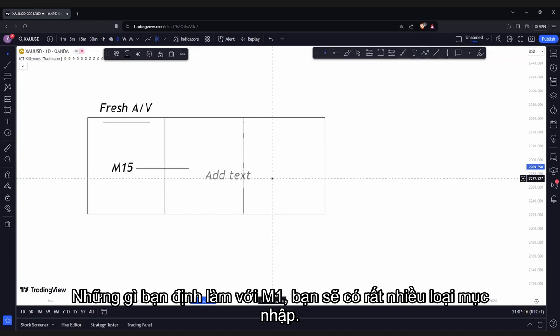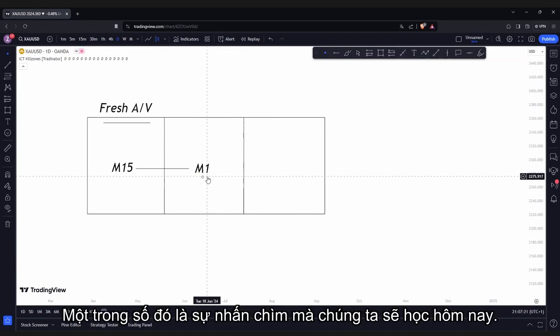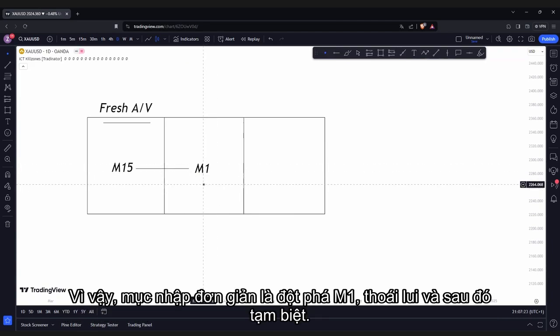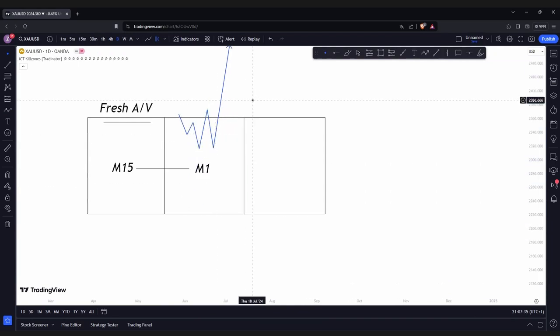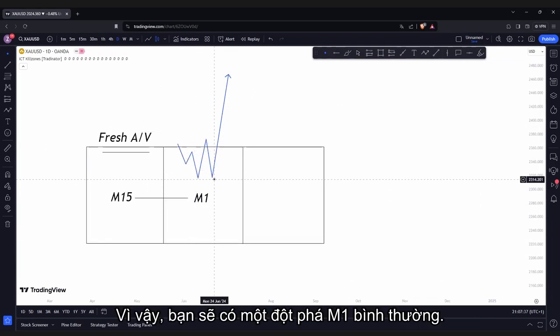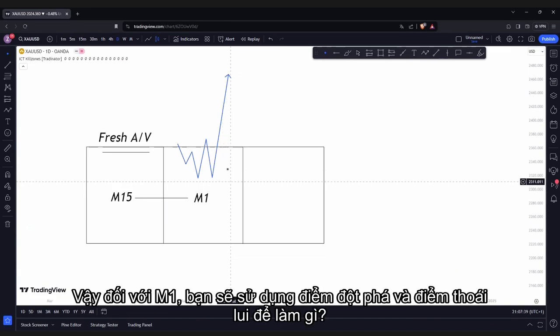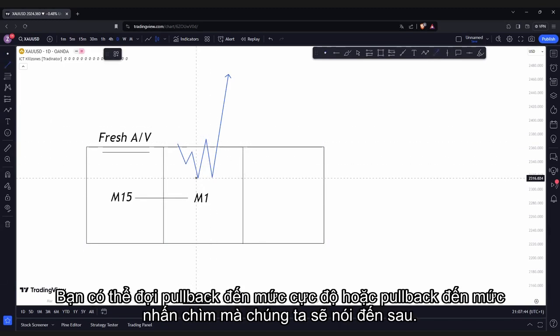What you're gonna do with M1, you're gonna have a lot of entry types. Okay, one of them is engulfing that we're gonna learn today. So the simple entry is M1 breakout, pull back, and then buy. Okay, right here. So you're gonna have a normal M1 breakout. So for M1, you're gonna be using the breakout and pull back to what? You can wait for the pullback to the extreme level or pull back to the engulfing that we're going to talk about in a bit.